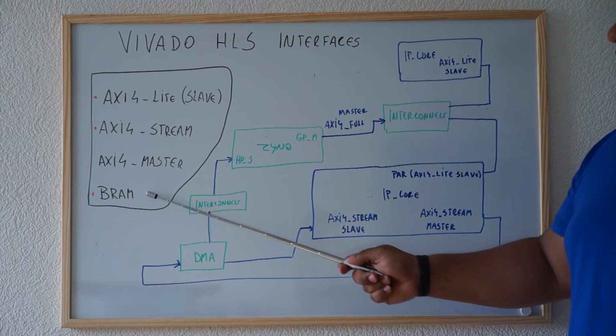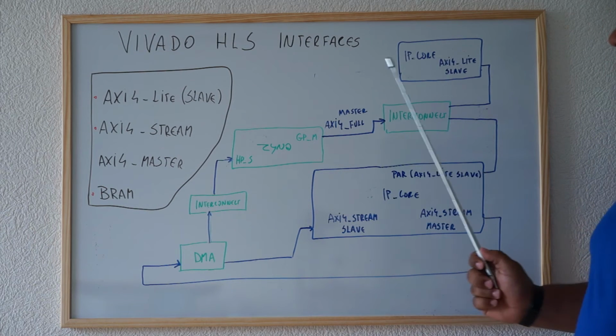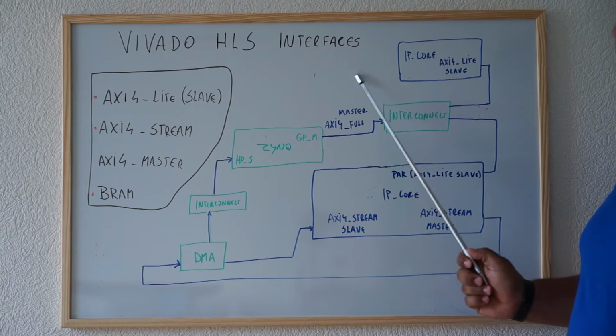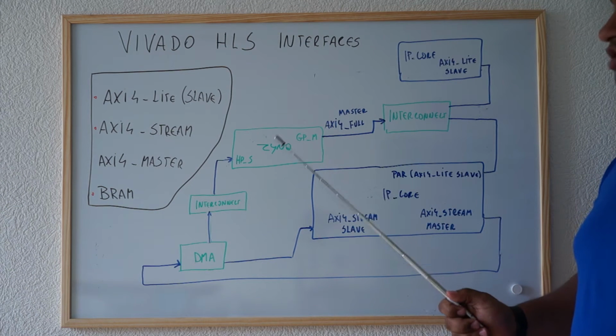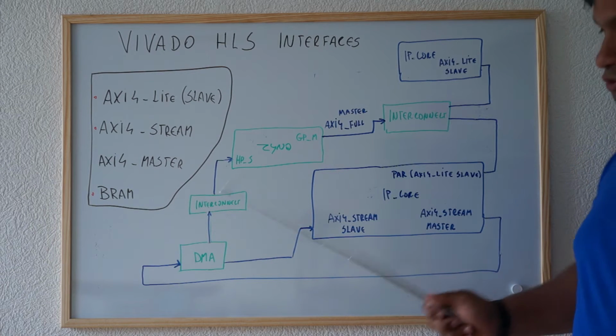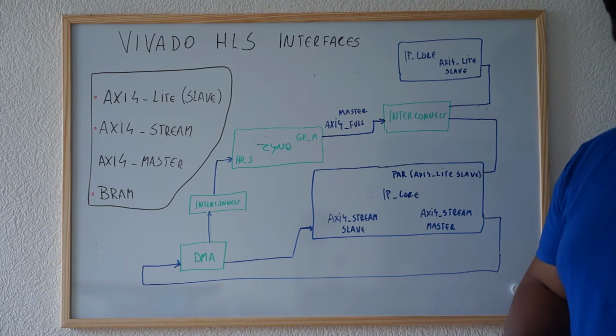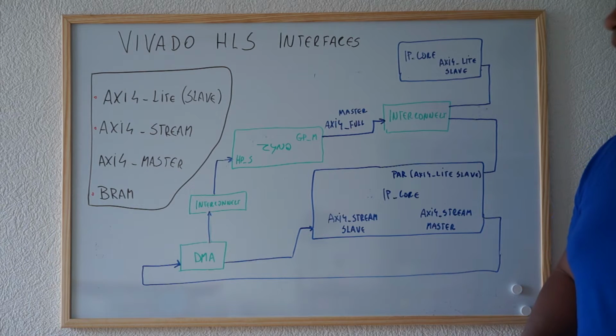Okay, the BRAM is going to create a memory interface to a block RAM inside your FPGA. So basically, if you have your IP core push some data to the internal memory of the FPGA, and you want your microcontroller, be it the MicroBlaze or the PS part of the Zynq, to access this data, you can use the BRAM. It's quite fast and reliable as well.